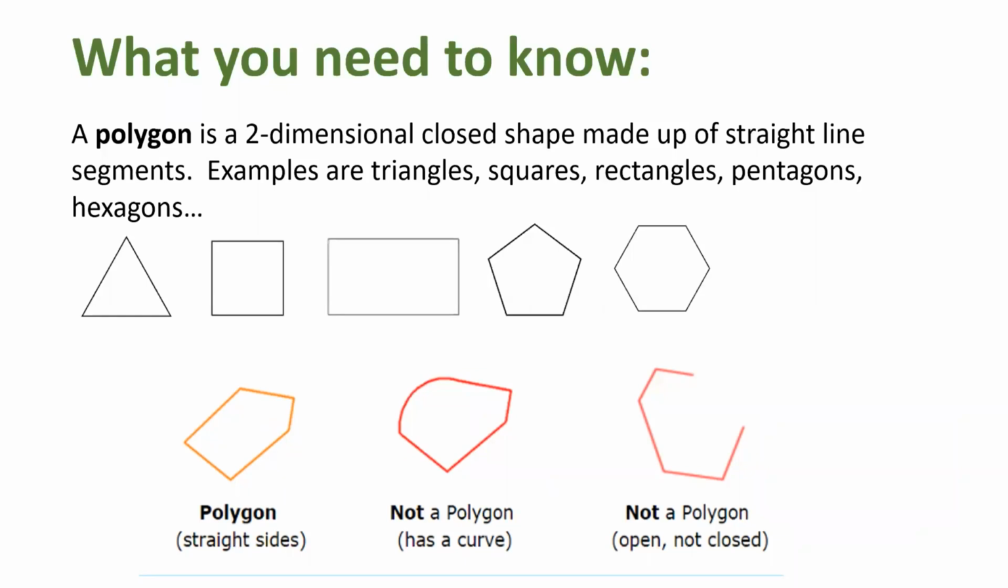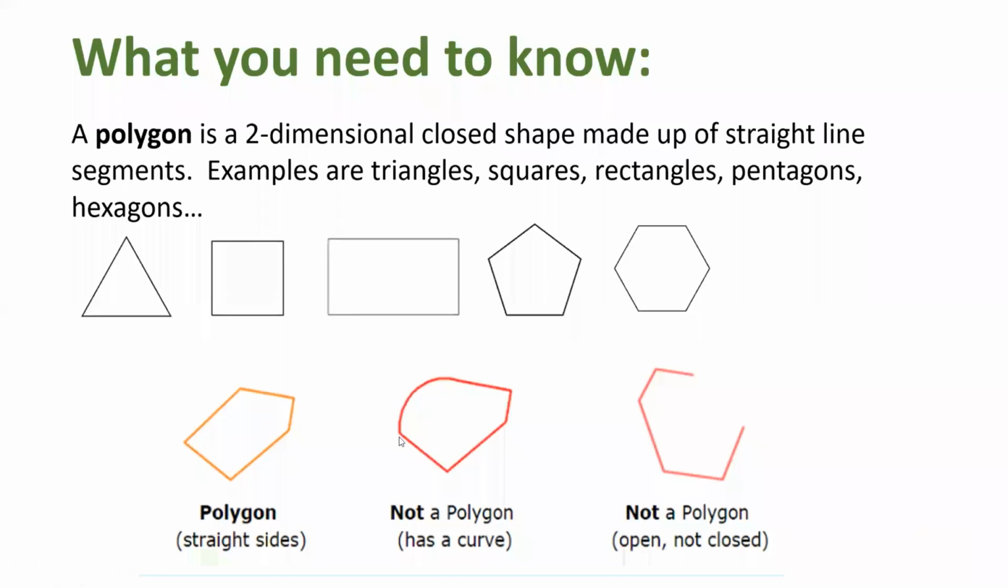First, a polygon is a two-dimensional closed shape made up of straight line segments. Some examples are triangles, squares, rectangles, pentagons, hexagons. At the bottom of the screen, you will see that a polygon is made up of straight line segments, and it is a closed figure.